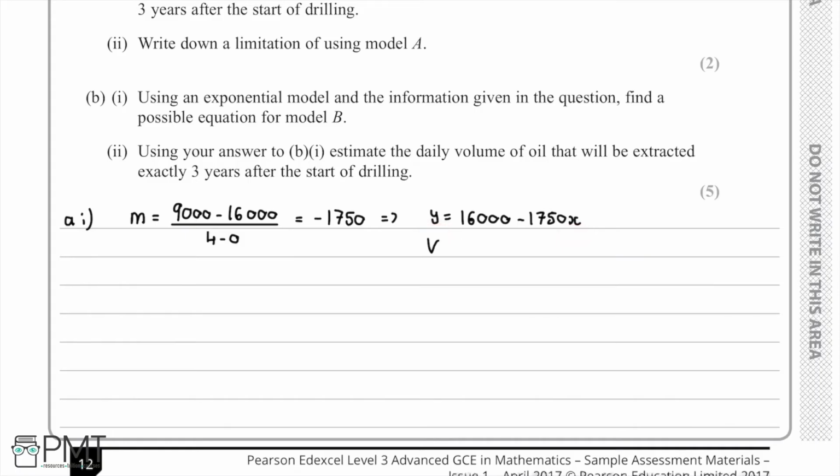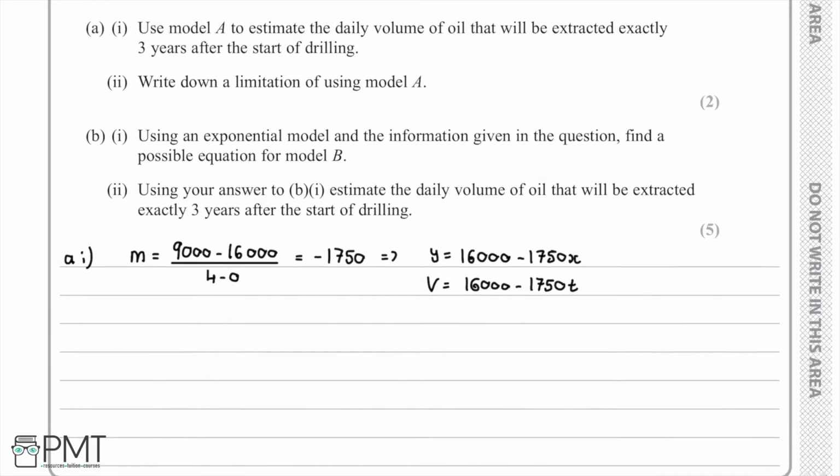So really our equation should be v is equal to 16,000 minus 1,750t. So then, recalling our question, we're asked to use Model A to estimate the daily volume of oil that will be extracted exactly after 3 years. So this means that we can plug 3 into our equation with t, and then we will have that the volume is equal to 16,000 minus 1,750 multiplied by 3, which is equal to 10,750 barrels.